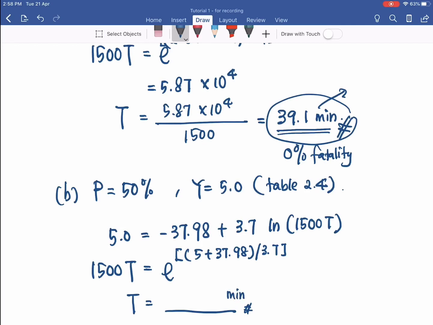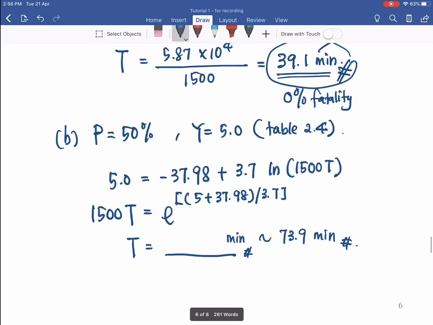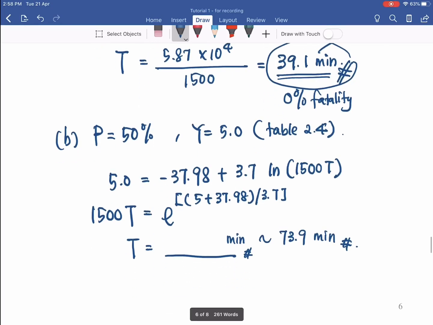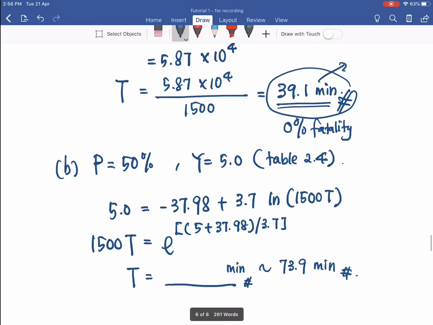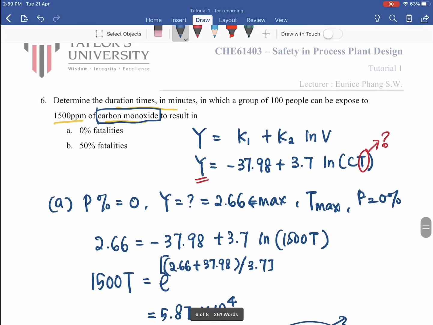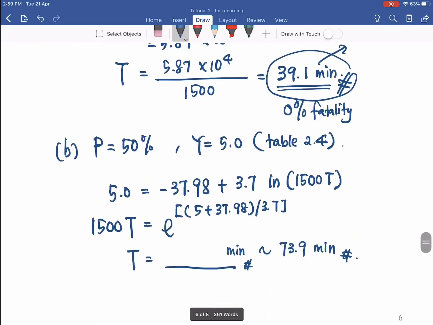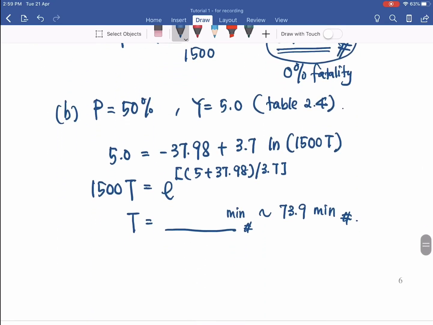if I'm not mistaken, it is about 73.9 minutes. There you go, we solved the issue here. So if the exposure is up to nearly 74 minutes, we are expecting the estimated death rate for this exposure to carbon monoxide at 1500 ppm to be around 50% death.